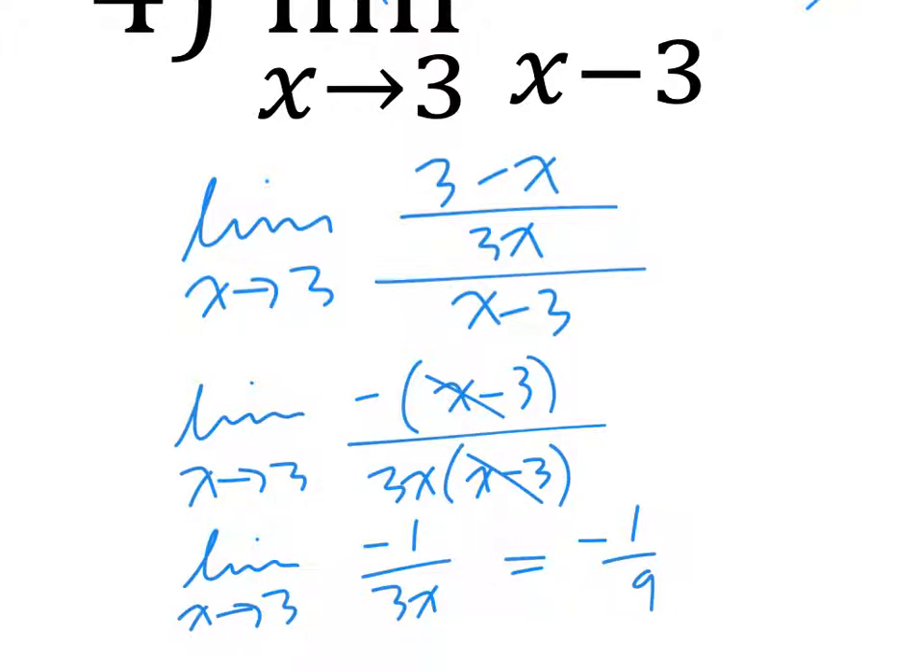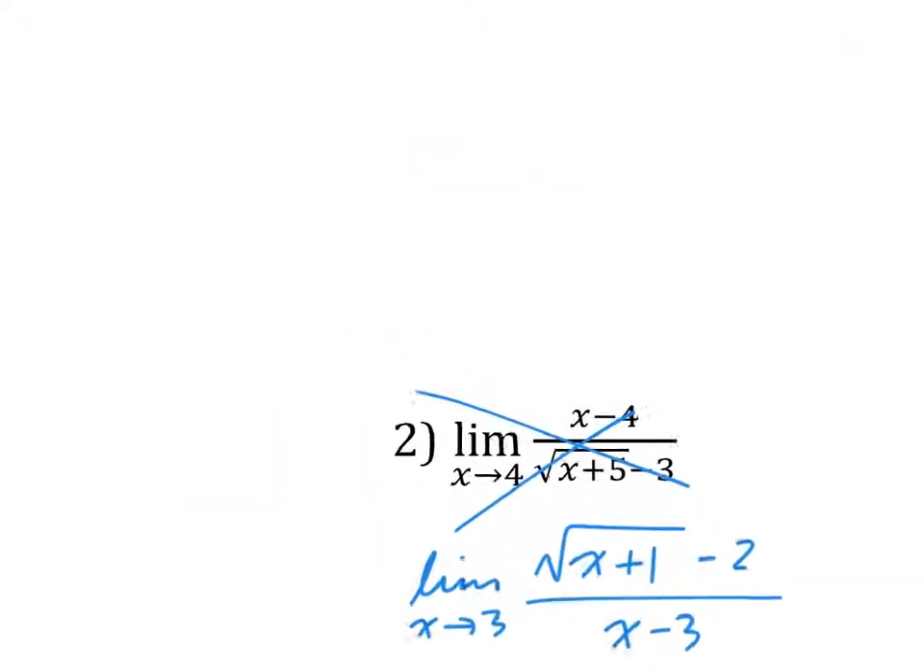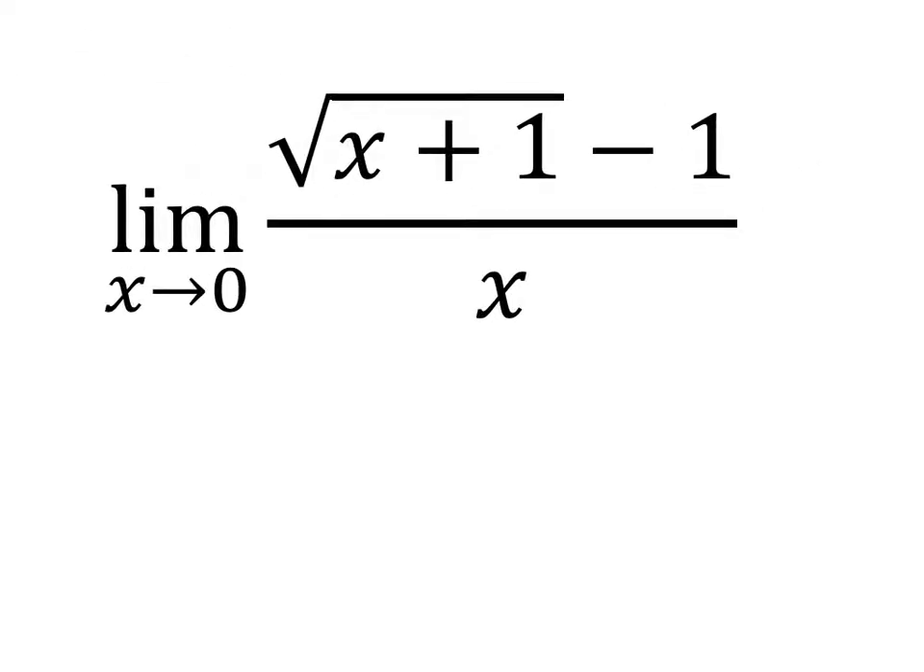Okay, so, skills you got to remember. Next part, and also this is a skill from last year. When you have a 0 over 0 that looks like this, you have a radical. When you have a radical, you're going to have to rationalize by multiplying by the conjugate.